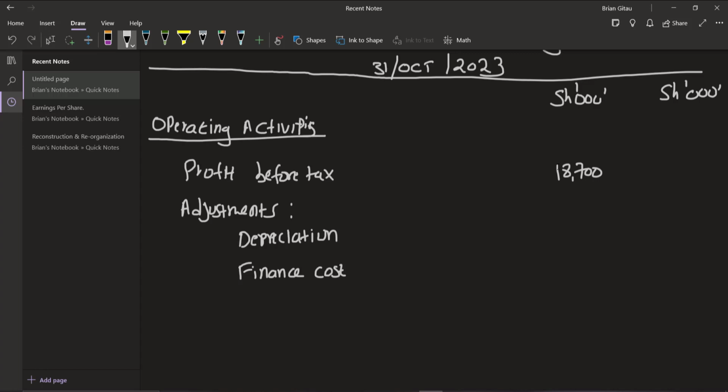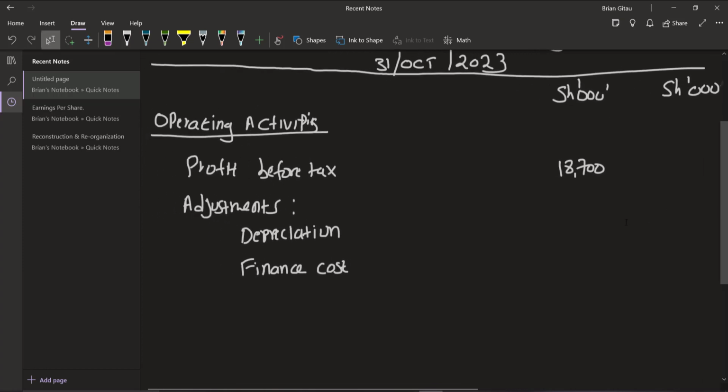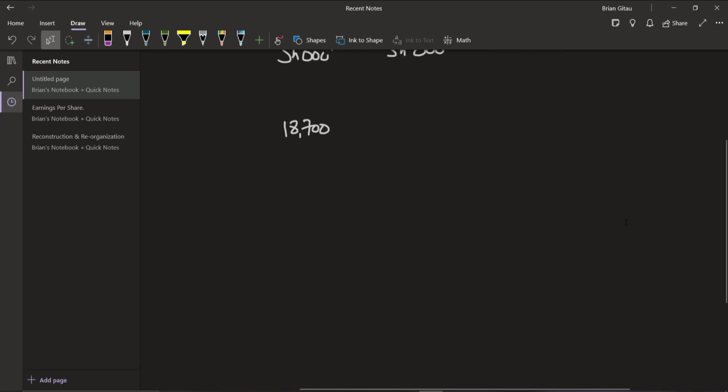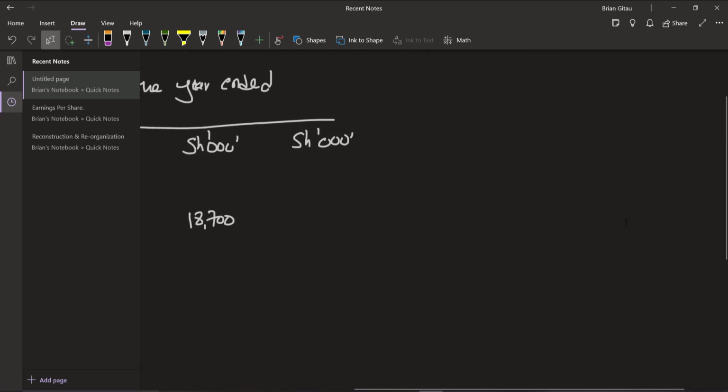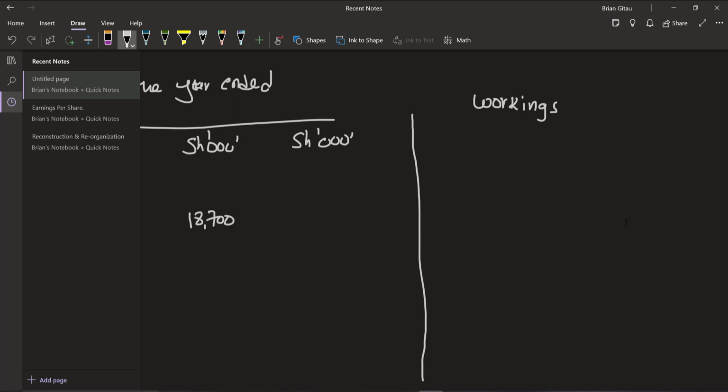So let's go ahead and work out the depreciation. Let's start with the depreciation. So I'll come over here, right on this side, and have my workings. So working one, remember that assets are the ones which are depreciating. So we can go back to the balance sheet and check whether the assets we have depreciated.